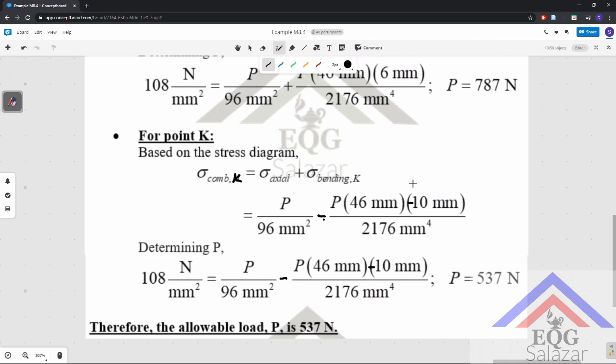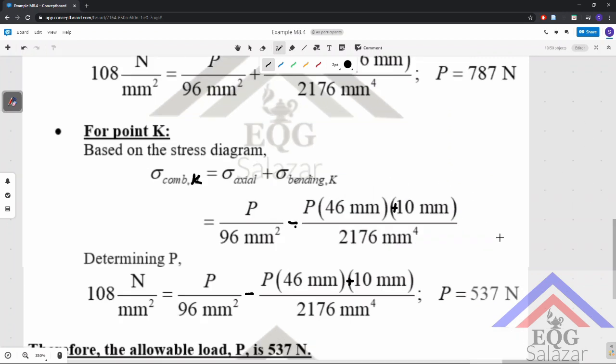And since it's negative, you can take away the negative here because the negative sign is already incorporated into this part here, into this subtraction sign. So you will be able to solve for P of 537 newtons.